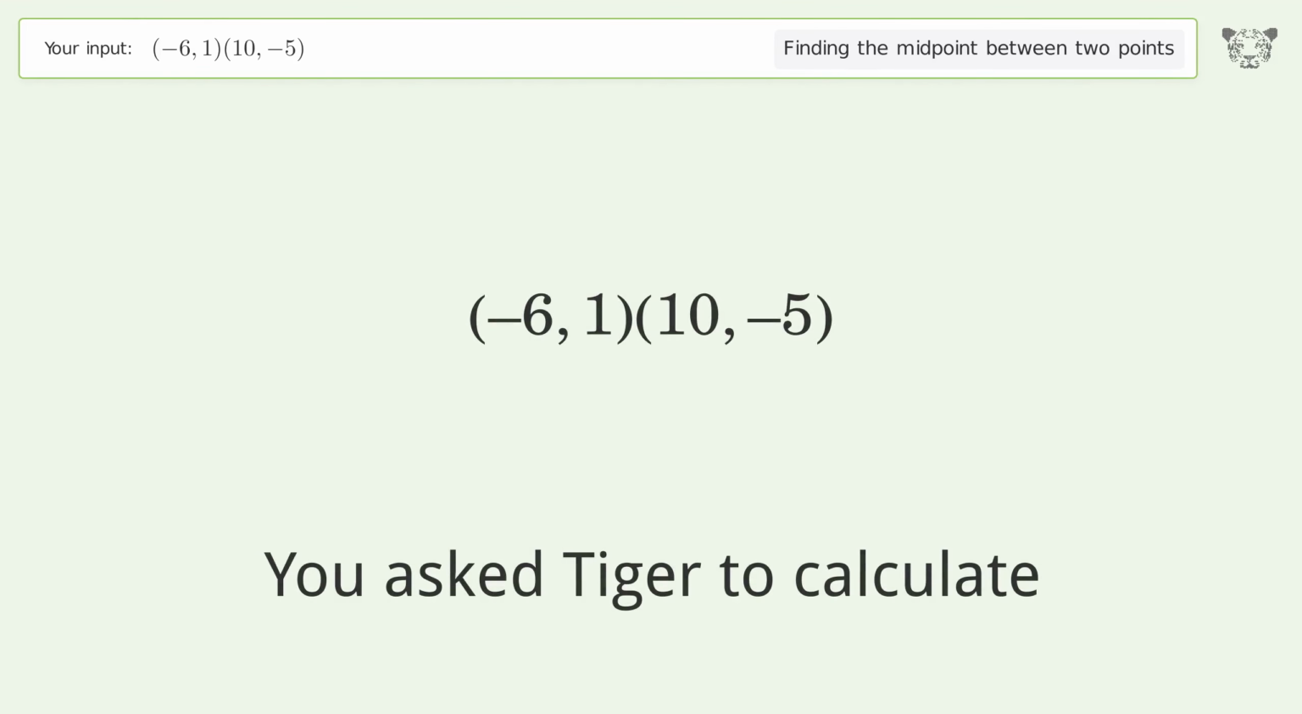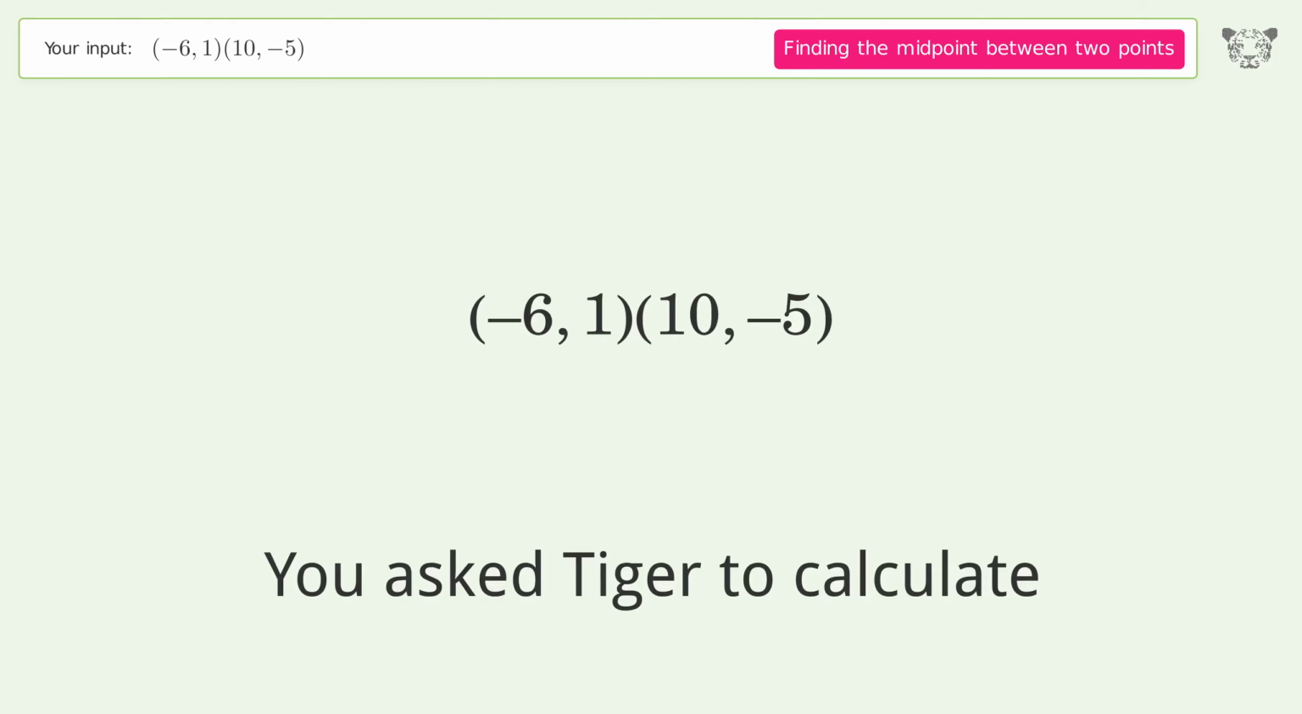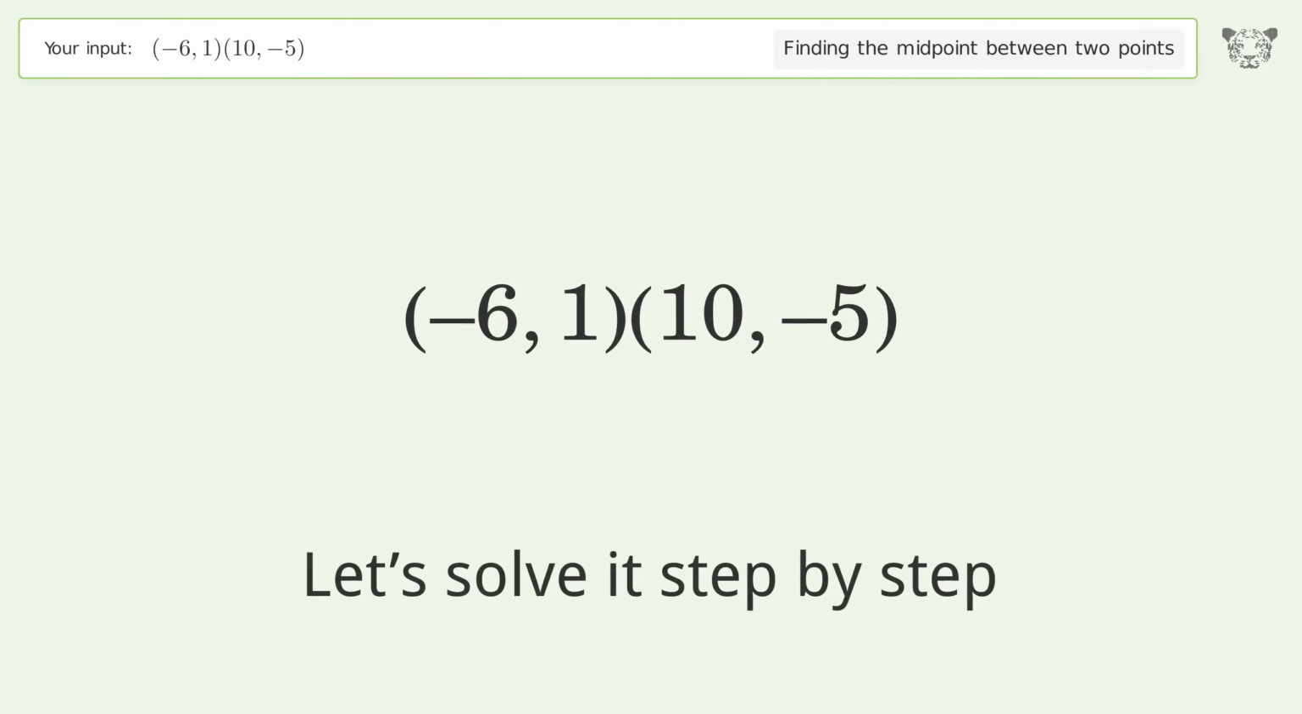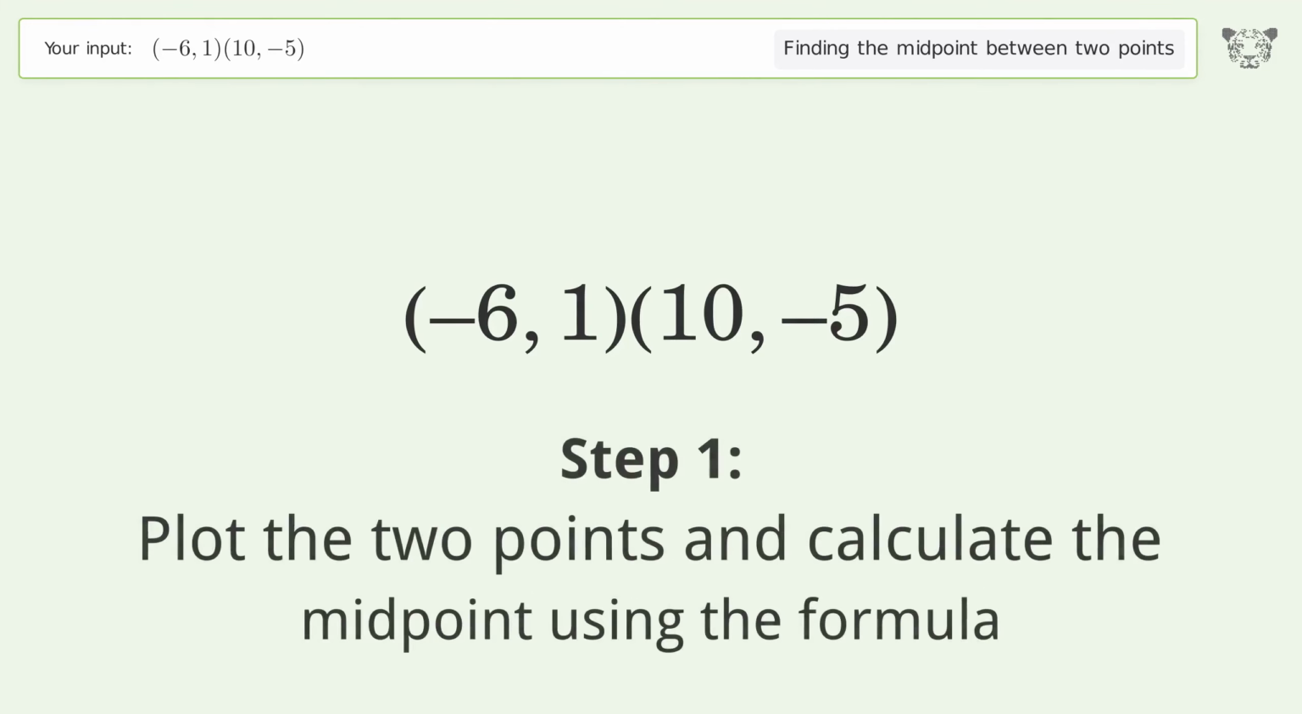You ask Tiger to calculate. This deals with finding the midpoint between 2 points. The midpoint between the 2 points is 2, -2. Let's solve it step by step. Plot the 2 points and calculate the midpoint using the formula.